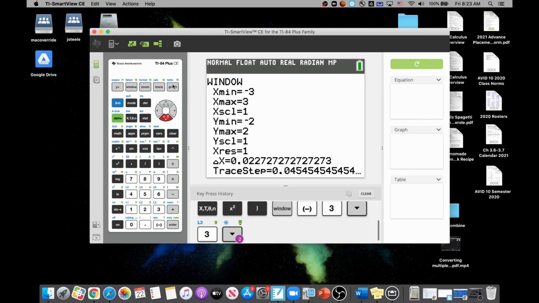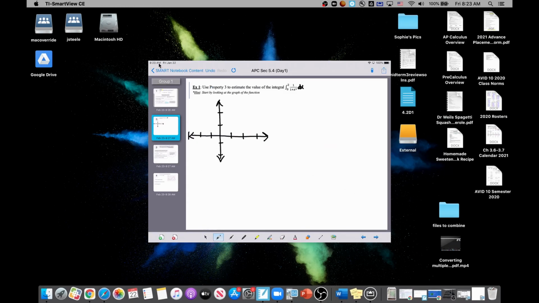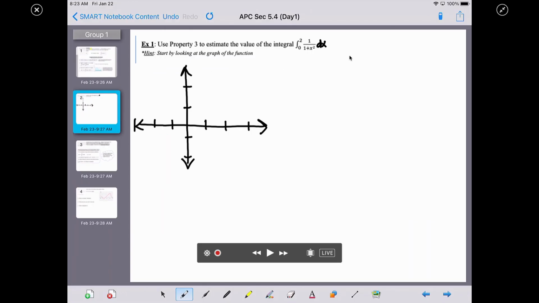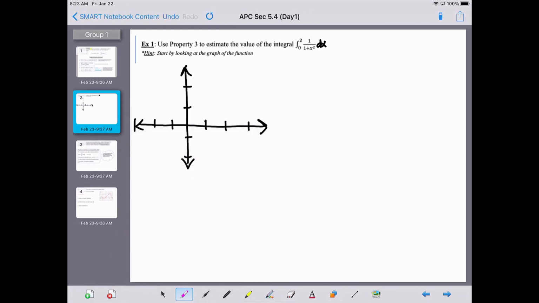So now I go ahead and I take a look at my graph, and it looks kind of like a normal distribution curve or like a bell curve. So I can go back to my paper and I can easily sketch what that looks like. And it looked something like this. Right? It's not a perfect drawing, but it's good enough. And so again, I am looking at the value of this integral from 0 to 2.